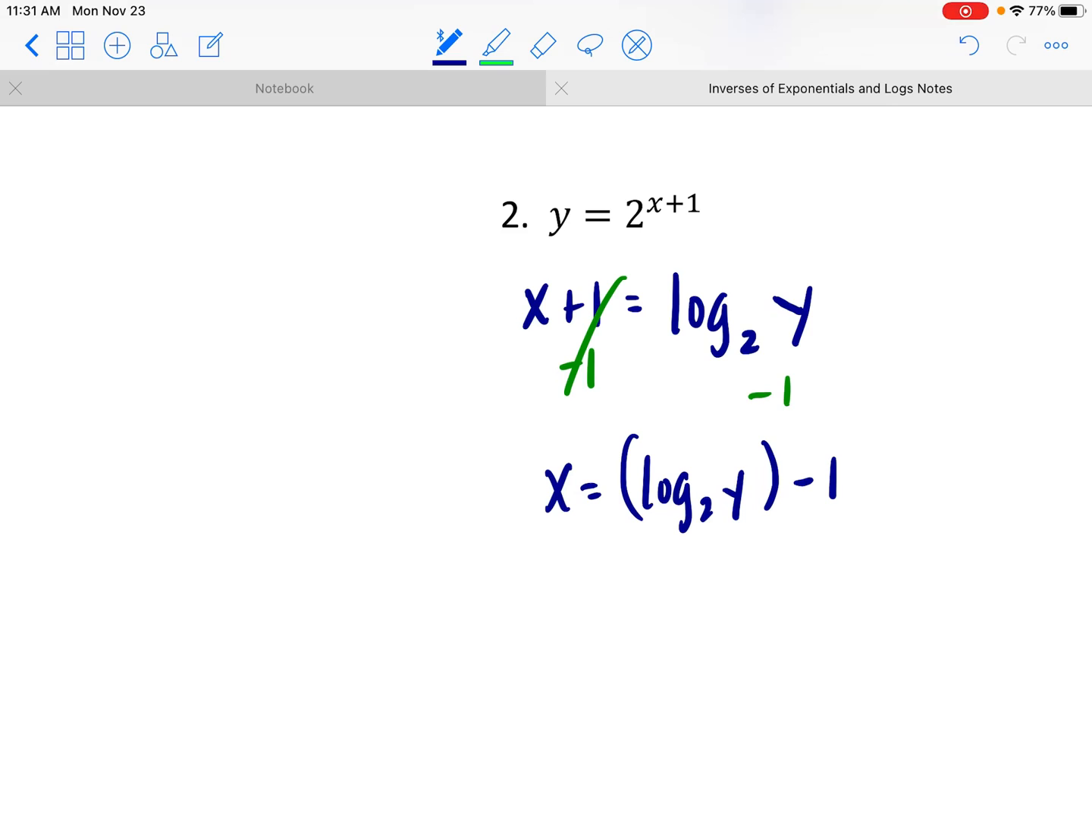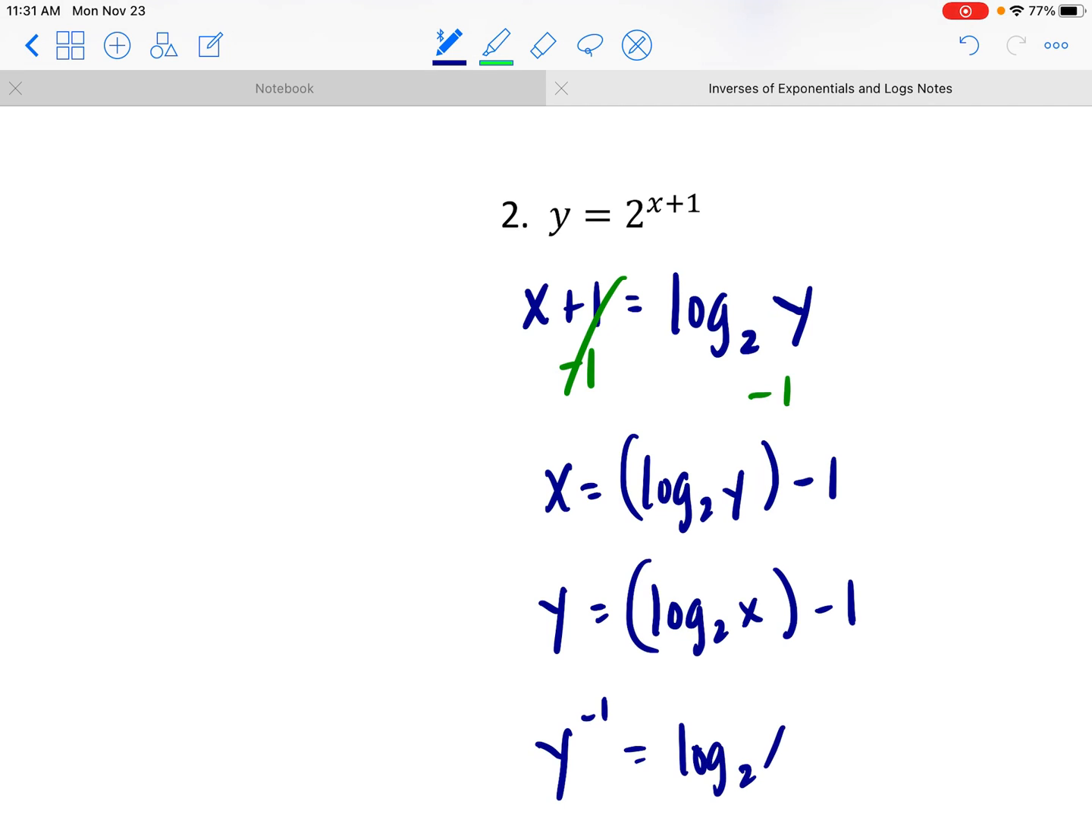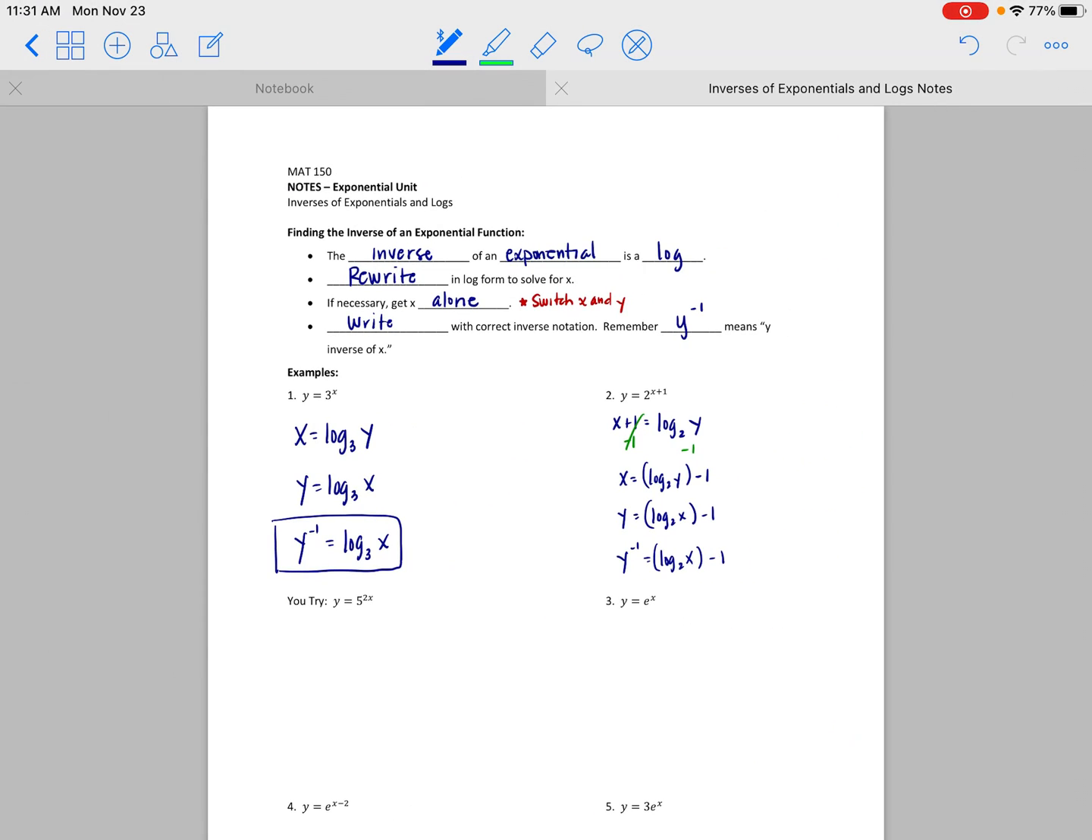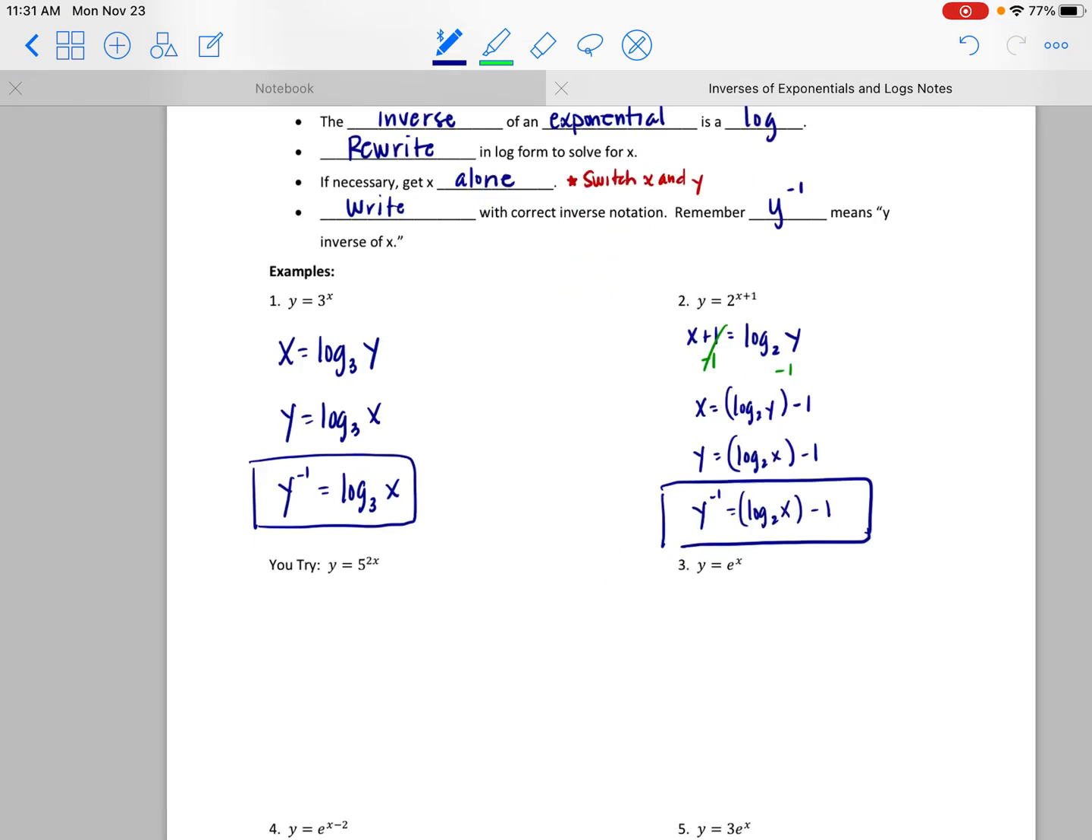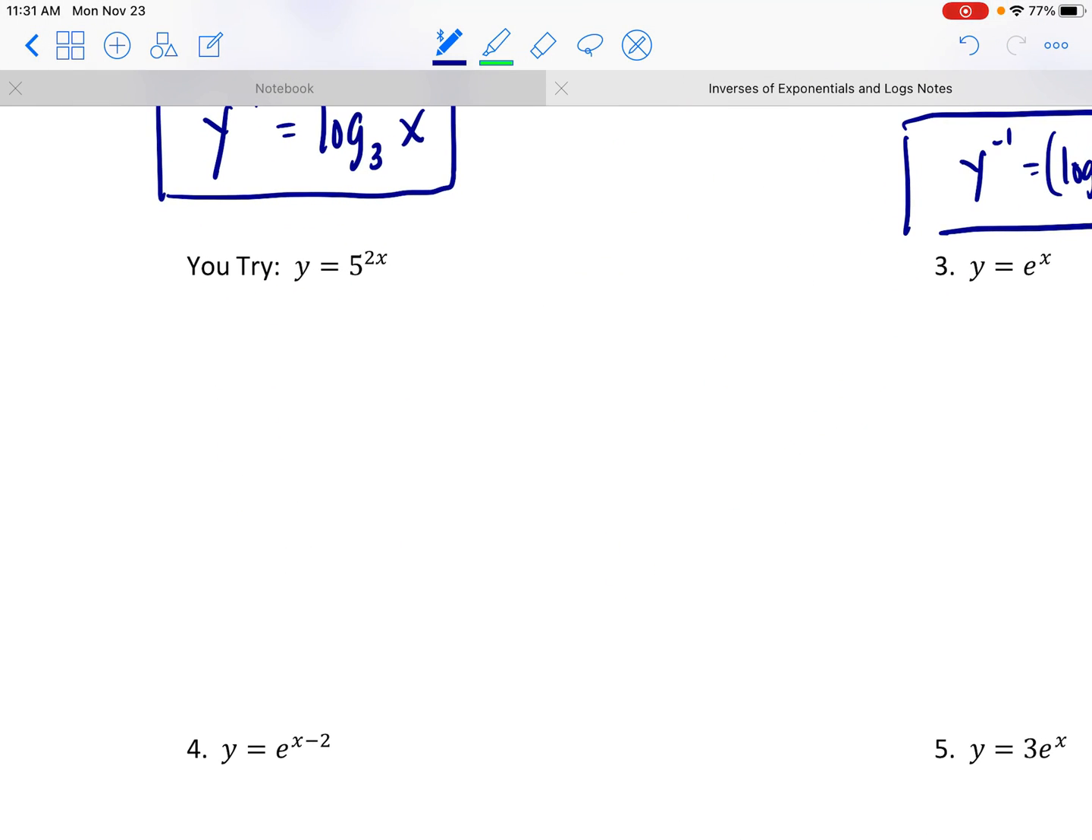Now, x is by itself, so this is my inverse function. I just have to flip-flop the x and the y. So y is going to equal log base 2 of x minus 1, and then call it the inverse. So y inverse is equal to log base 2 of x minus 1. And there it is. Okay? So that's our inverse function. Let's try this again. Actually, it's a spot for you to try if you're feeling confident with this idea. Then give it a shot.